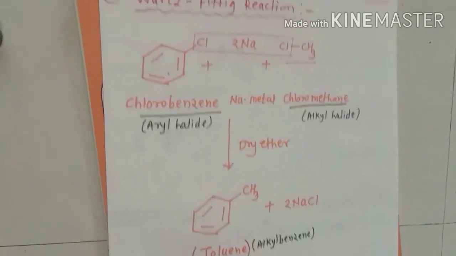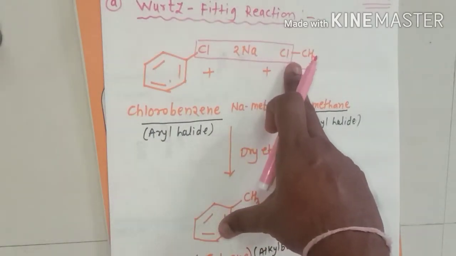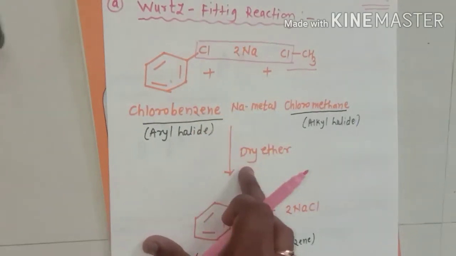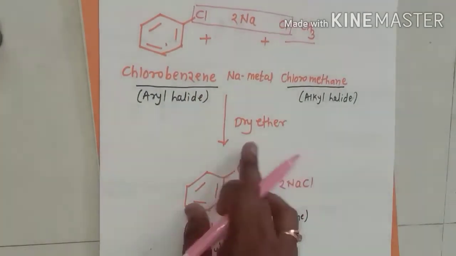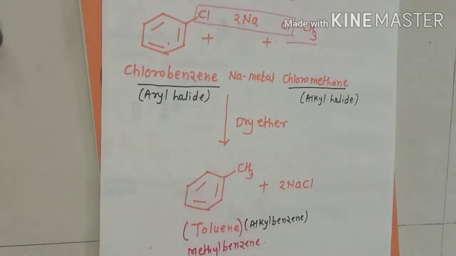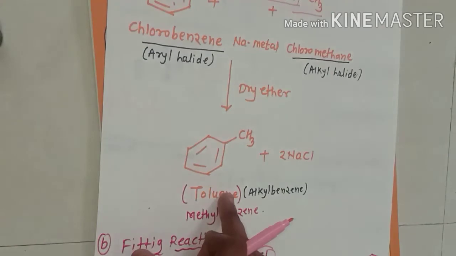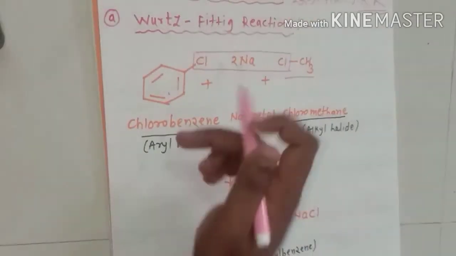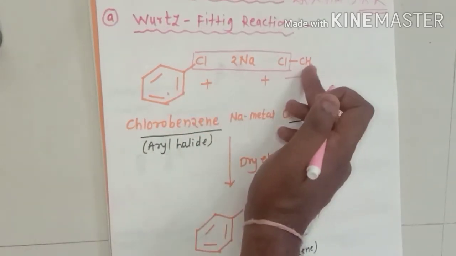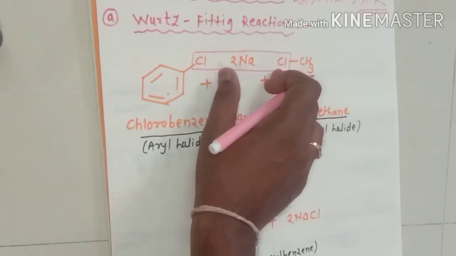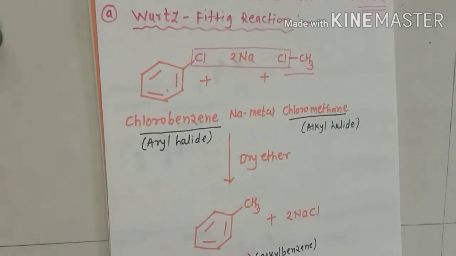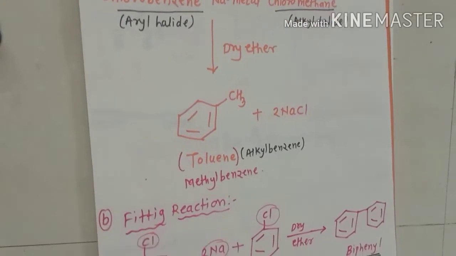Here we take one molecule of methyl chloride and one molecule of chlorobenzene with sodium metal in presence of dry ether solvent, then formation of this alkyl benzene molecule takes place. This alkyl benzene molecule is methyl benzene or its special name is toluene. And side product is 2NaCl. Since this condensation takes place, chlorine of aryl group and chlorine of alkyl group combine with the two sodium metal atoms to give side product twice NaCl. In this way, this is Wurtz-Fittig reaction.